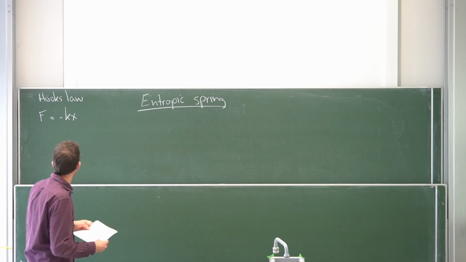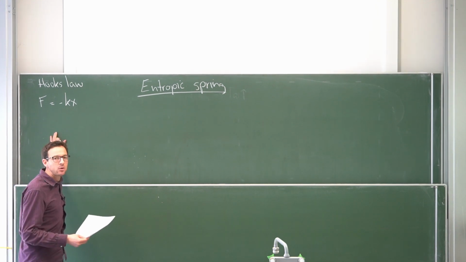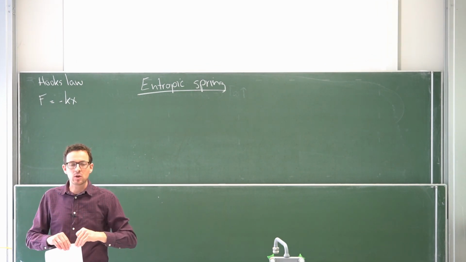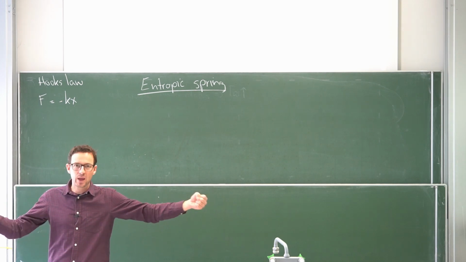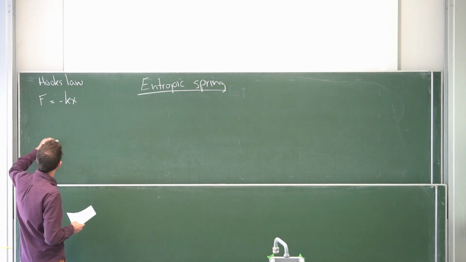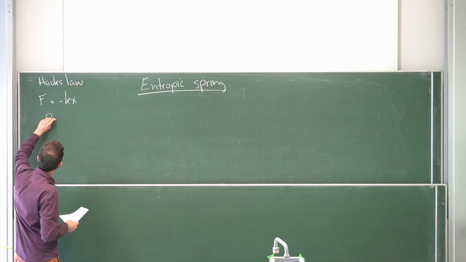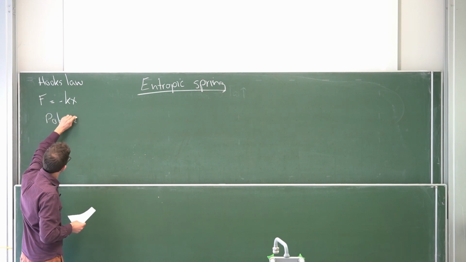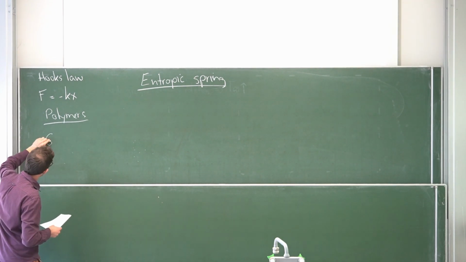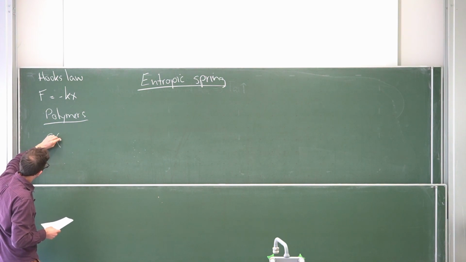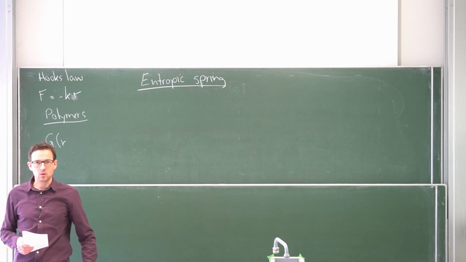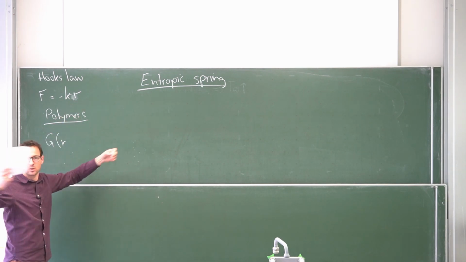Okay, so now we want to see if we can replicate Hooke's law only considering entropy. We know that a rubber must somewhat follow Hooke's law because it behaves like a spring, right? If you pull, then it will be drawn back. So in order to do this, we look at polymers, and we want to see how the free energy G depends on R. For the sake of consistency, we also call this R, the position or the extension.